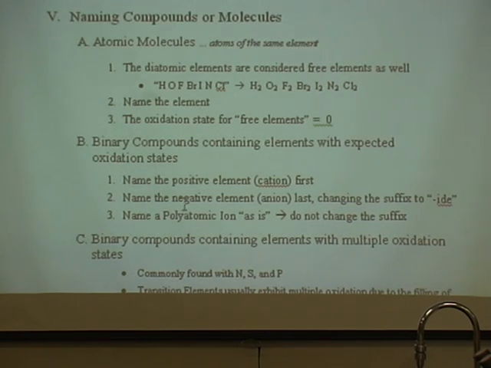Then you name the negative anion or the nonmetal second. But here you do have to change something. The ending or suffix, you change it to IDE. And it's not perfect in every case, but if you look on the nonmetals, it'd be like fluorine becomes fluoride. Chlorine becomes chloride. Oxygen becomes oxide. Sulfur becomes sulfide. Phosphorus becomes phosphide, and that kind of thing.